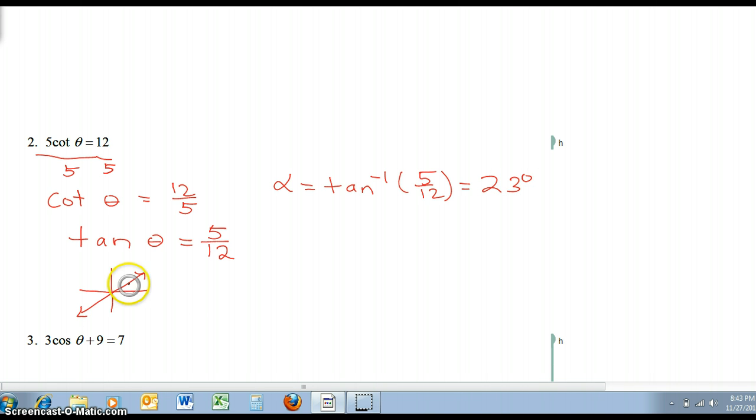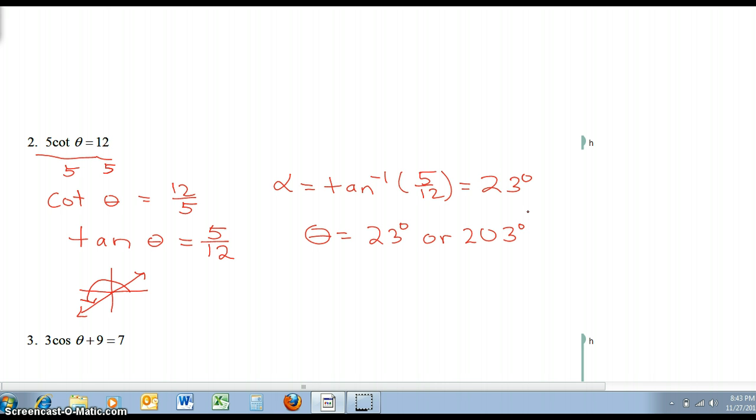And so again, I know that since this is in the first quadrant, that theta could possibly be the same thing as alpha, so it's going to be 23 degrees. Or it could be in this quadrant, so remember, if I'm starting here and going over here to the third quadrant, I'm going to end up taking 180, and I'm going to be adding 23 to it. And so it could also be 203. So again, notice that you have two answers.